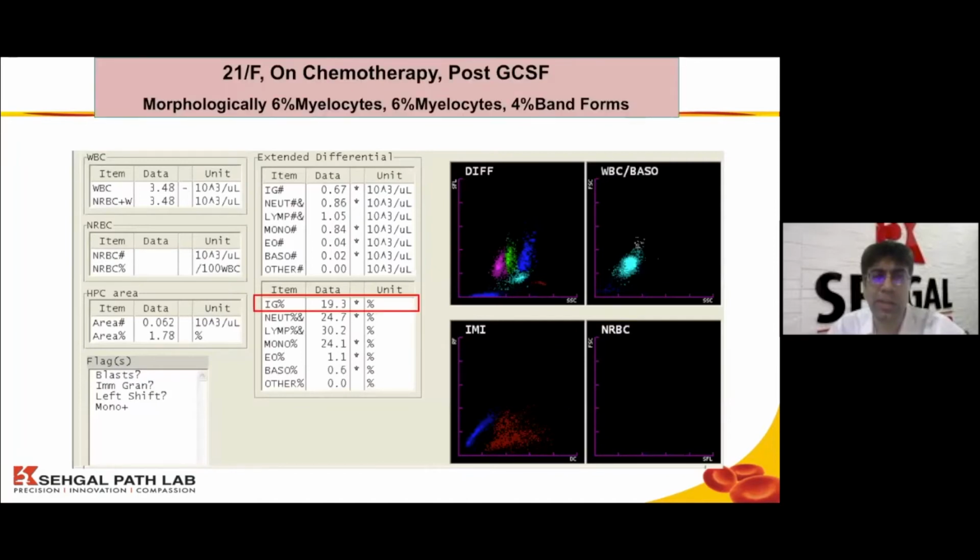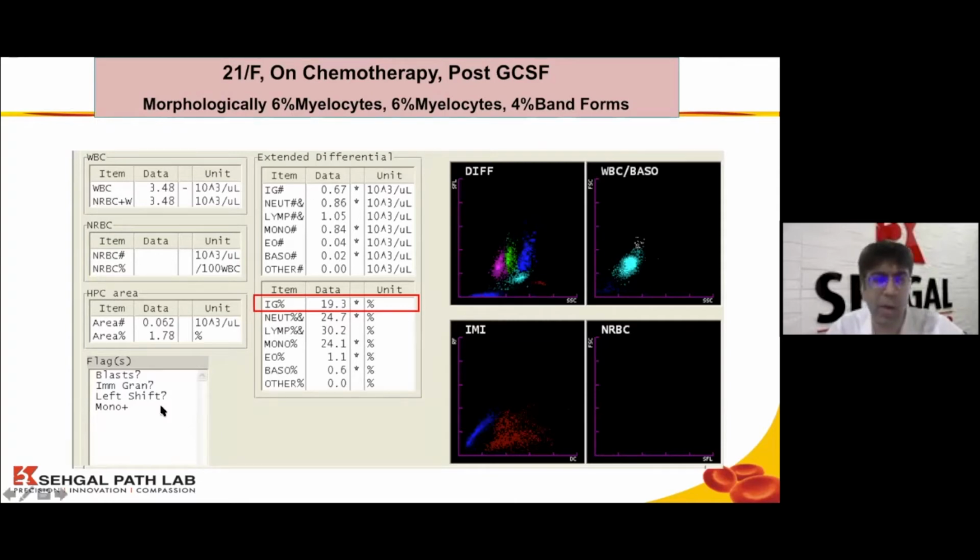Now, this is an example where the patient was on chemotherapy and was given growth factor therapy post chemo. Typically, post growth factor therapy, you see immature myeloid cells in the slide, and a flag which was raised here was immature grams and left shift. So if you see, there was a value given here for the immature grams of 19%. We reviewed the smear, and there were around 16% left shifted cells in this, which typically matches.